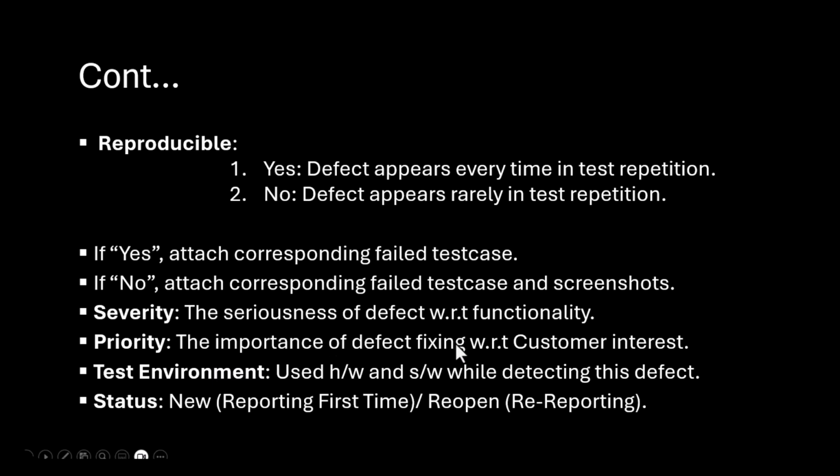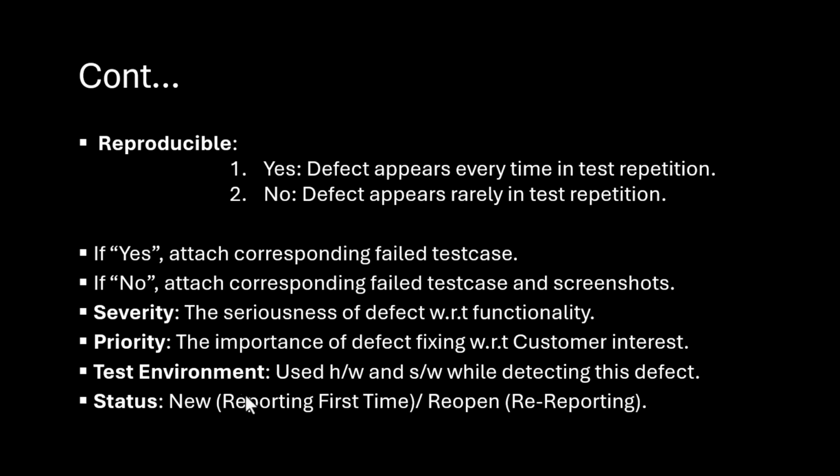Then priority, the importance of defect fixing with respect to the customer interest. Priority is based on the customer, and you have to fix that defect based on the customer's interest. Then you have to verify the test environment, meaning you have to write down the test environment details used, hardware and software, while detecting this defect. Whenever you have detected this defect, what are the hardware and software, which test environment you got this defect in.